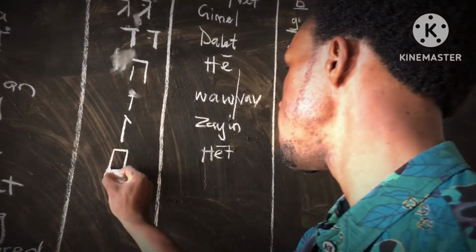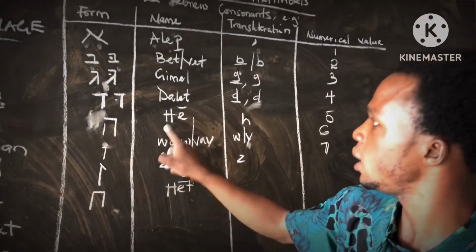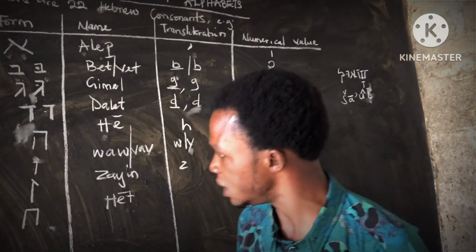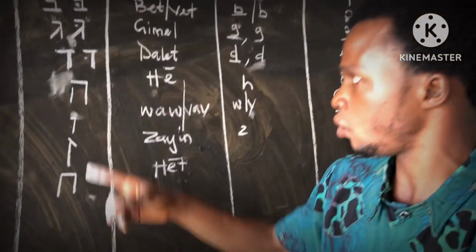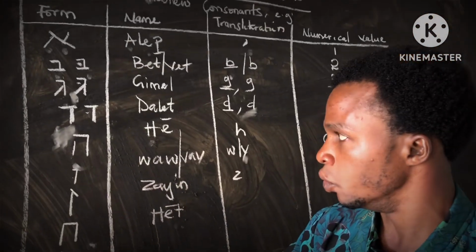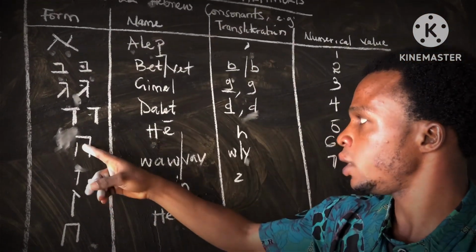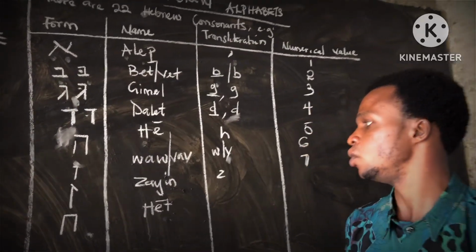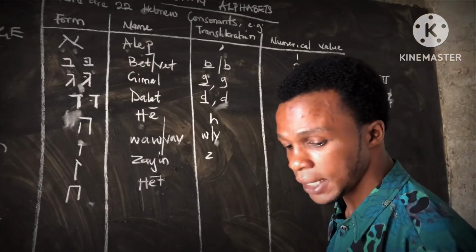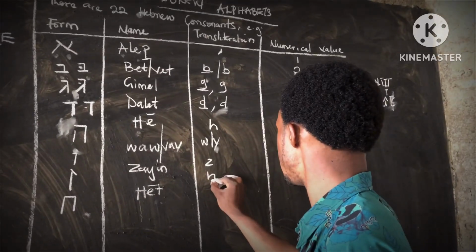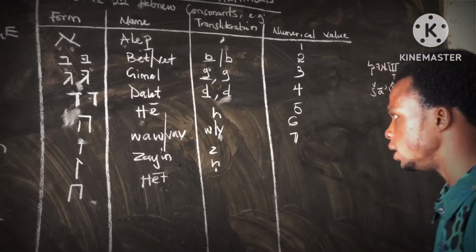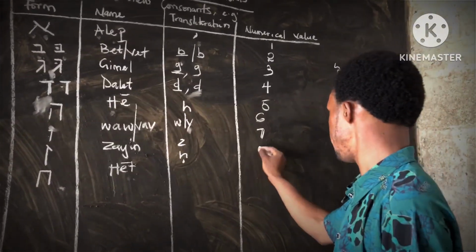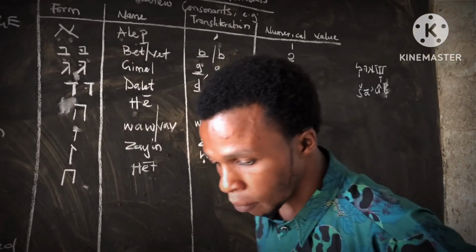If you look at Het and Hey, you can see that they look similar, but the difference is that this stroke here is closed while this one is open. The one that is open is Hey, and the one that is not open is Het. It simply represents H like this, and it is number 8.